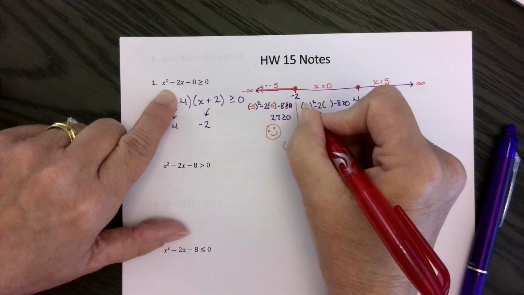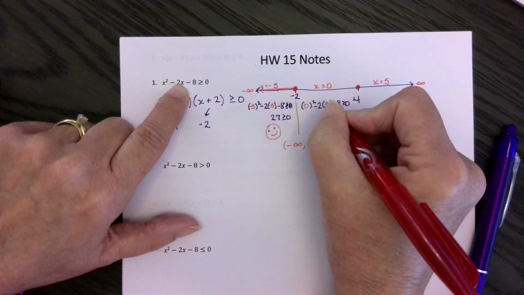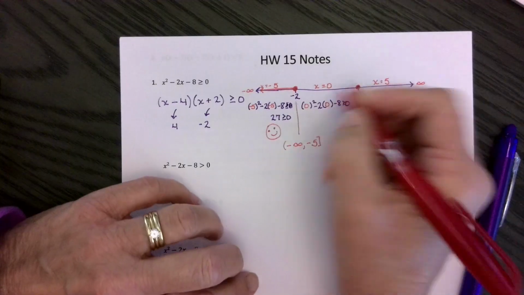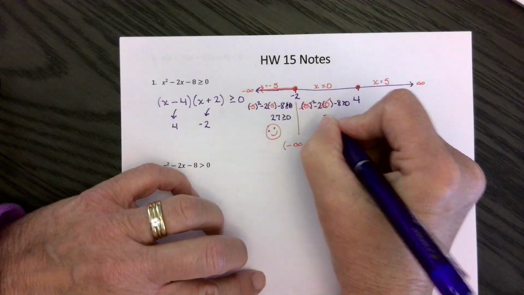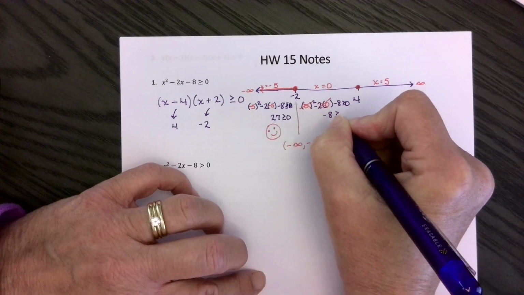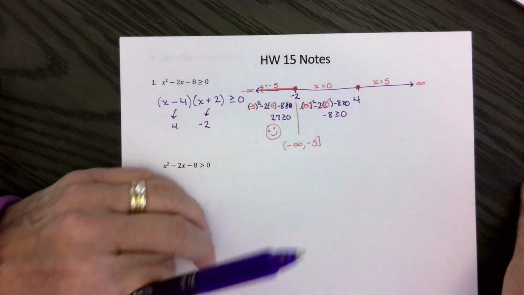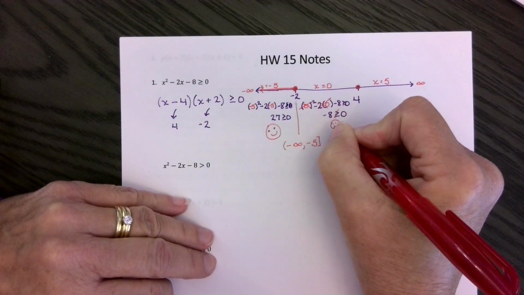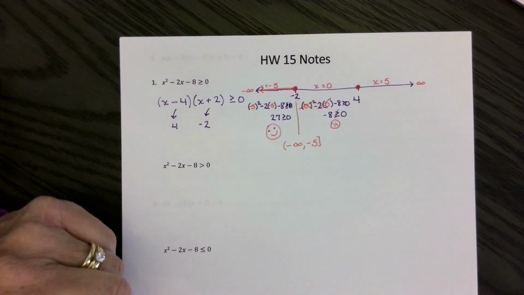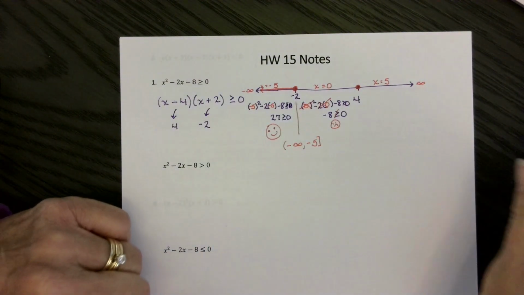So it'd be 0 squared minus 2 times 0 minus 8. Well, that gives us 0, that gives us 0. You get negative 8 is greater than 0. That is not true. So I'm going to just put a frowny face just because it doesn't work. We're trying to find our solutions.